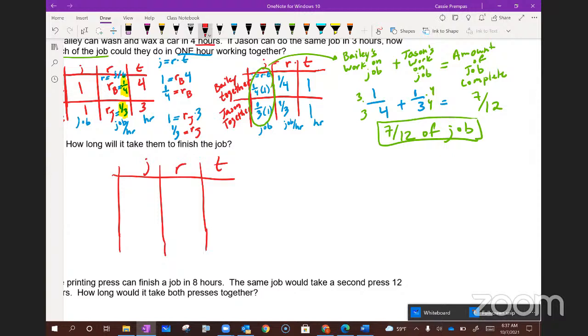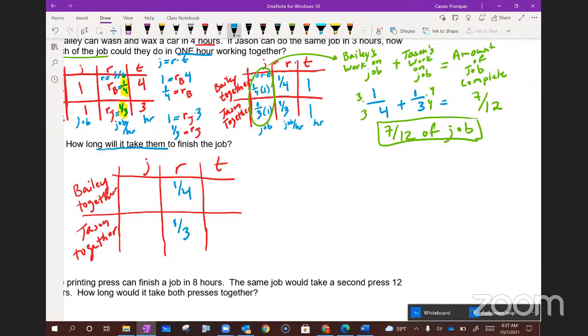So I have job equals rate times time. We're looking at the job, rate and time of Bailey when she works together with Jason. We know that Bailey's rate of the job is 1/4 of the job per hour. Jason can do 1/3 of the job per hour. He's a little faster. Now it says, how long will it take them to finish? So now they're working for the same amount of time. So I'm going to call X that same amount of time that they're working.